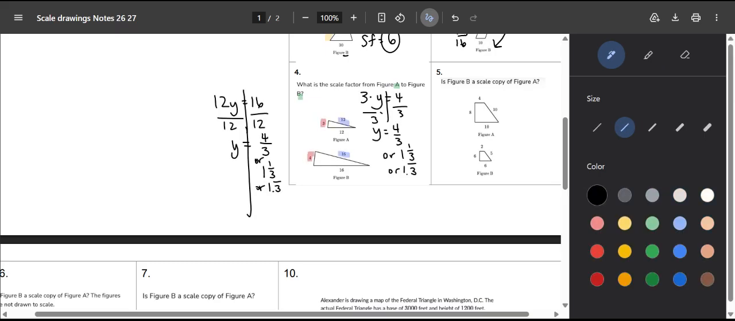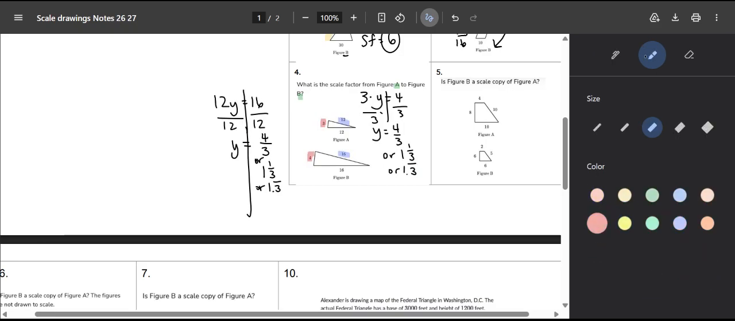Okay, you can see here that I chose to do the shorter side right here. So I said 3 times something gets me to 4, and then I set that up over here. You can see the answer is 4/3 or 1 1/3 or 1.3 continuing. Doesn't matter which one you go with.